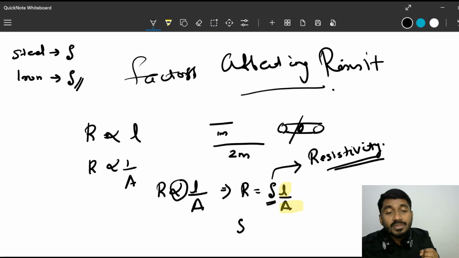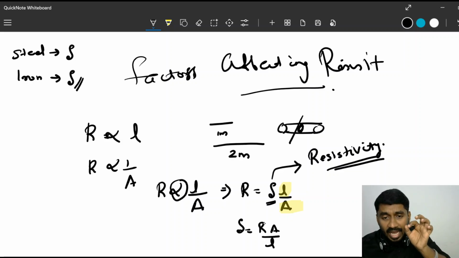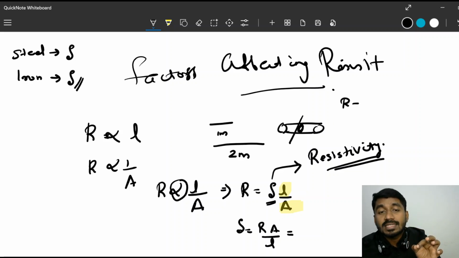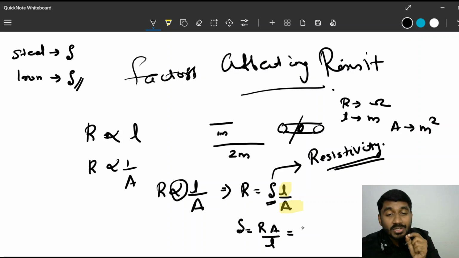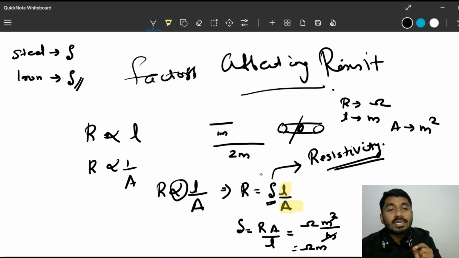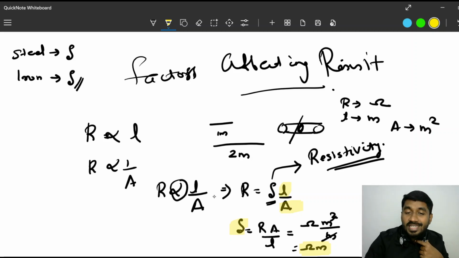From this equation we can write the resistivity as R into A by L, and we can find the unit of resistivity. We know the unit of resistance is ohm, unit of length is meter, and unit of area is meter square. So how to find the unit of resistivity? It is a commonly asked question. Ohm into meter square by meter, cancel meter, one meter, you will get the answer as ohm meter. So the unit of resistivity is ohm meter.